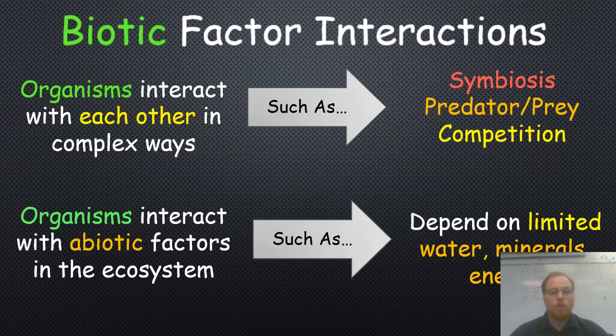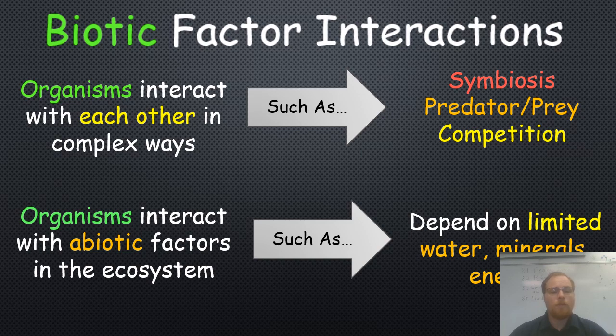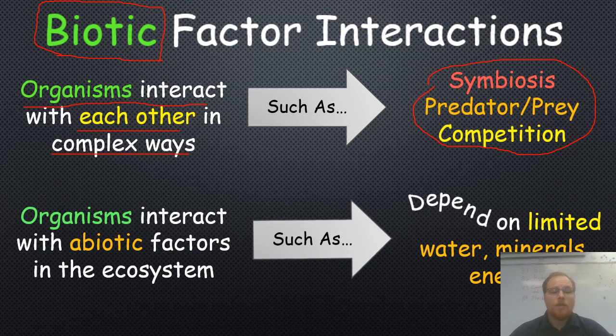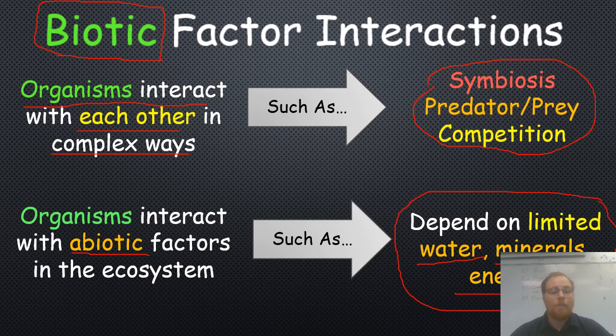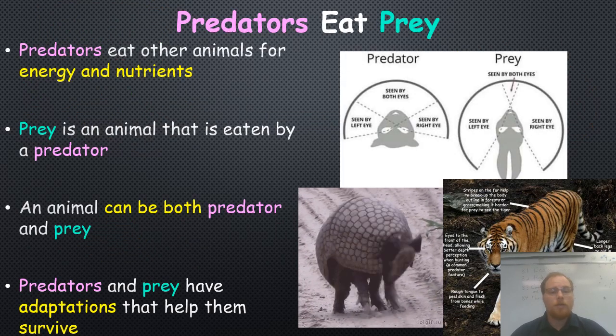But before we get into all the different relationships between organisms, you have to remember that these are all biotic factors. All these organisms are biotic, and the way they interact with each other is all going to be under the title of biotic factors and biotic interactions. So all the symbiosis, the predator-prey, the competition, all that is going to be organisms which are biotic interacting with each other. You can have abiotic factors interacting too, but that's just talking about the water, minerals, and energy, and it limits how much the organisms can grow. Now we're going to start this off simple.